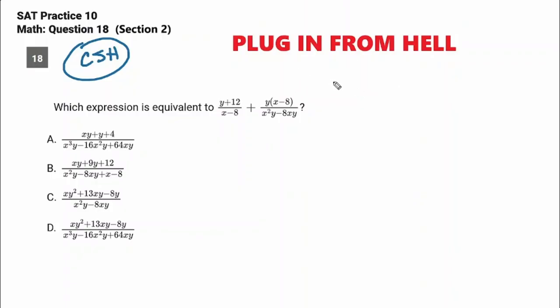What should you plug in? Normally you want to plug in numbers that go with the numbers that are in the problem, but there's so many numbers in the problem, it's so complex, you should just use the easiest numbers possible. So I'm going to make x equal 2, I'm going to make y equal 3. So y plus 12, that's 3 plus 12, that's 15, over 2 minus 8, negative 6.